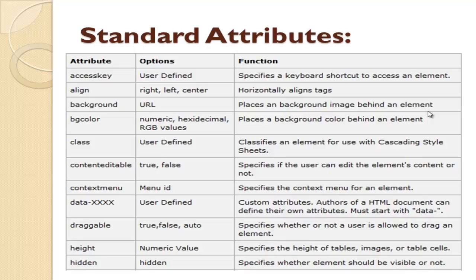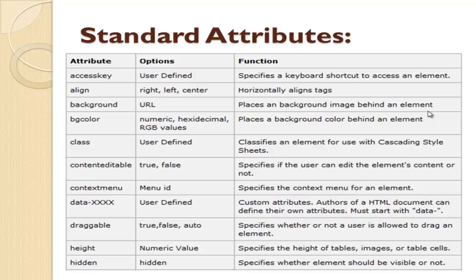Next it comes to contextmenu, which has an option known as menu ID, which specifies the context menu for an element. Next is data-somename, which is user defined. It is a custom attribute. We will talk further about it at the last of this video. I have created a separate section for this.